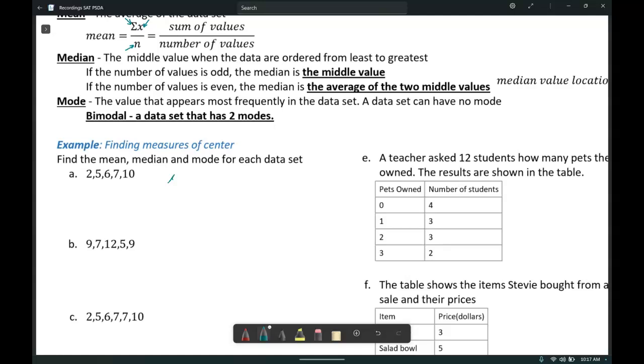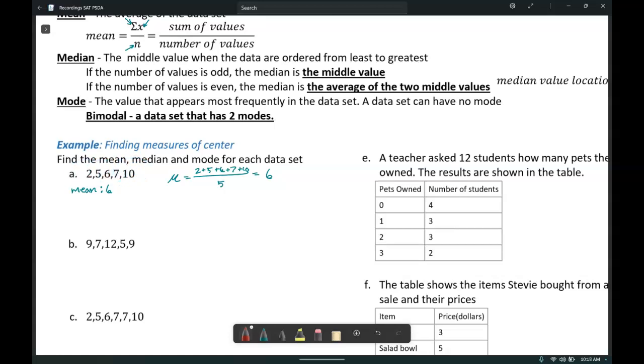We have this symbol mu, which represents mean. The mean is calculated by adding up all the data points and dividing it by the number of data points. We have 1, 2, 3, 4, 5 data points. So when we take the sum of all our data points and divide it by 5, we get a mean of 6. So our mean is 6.